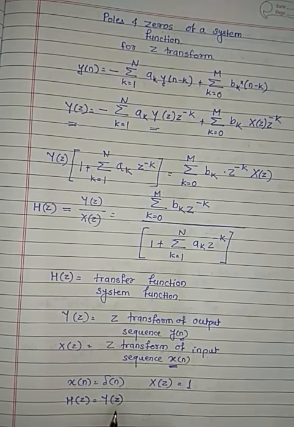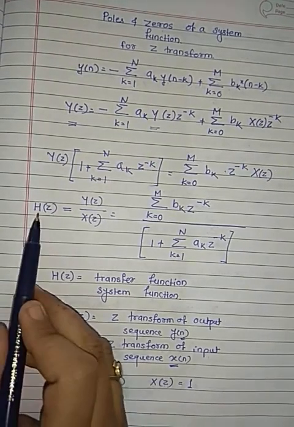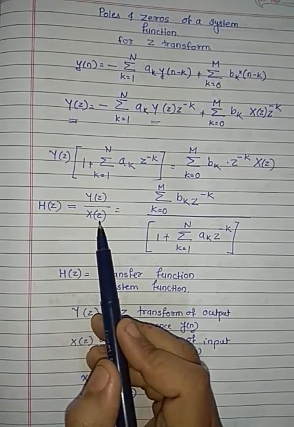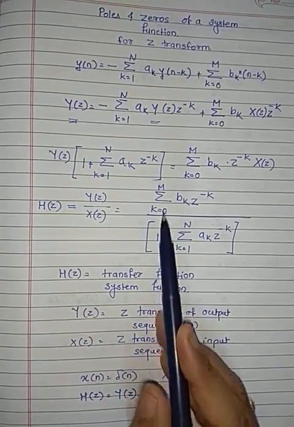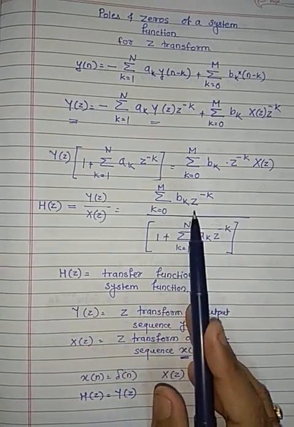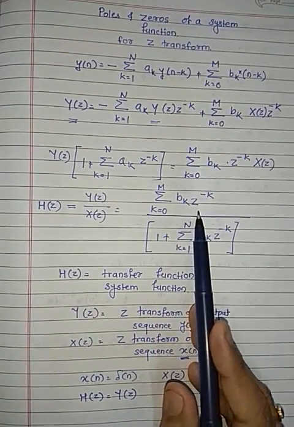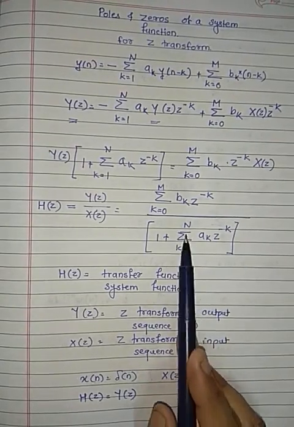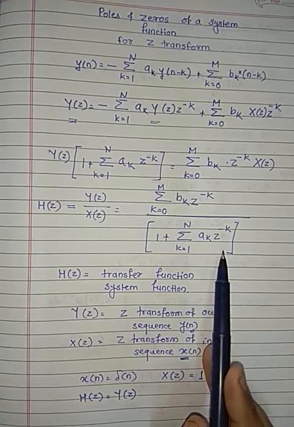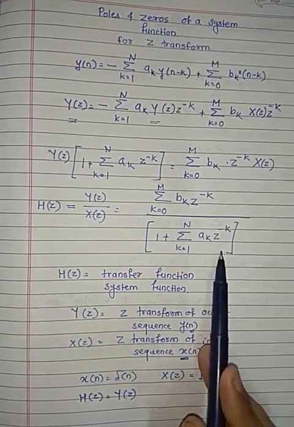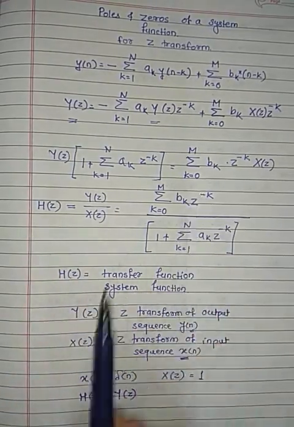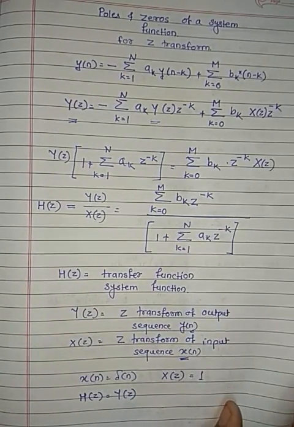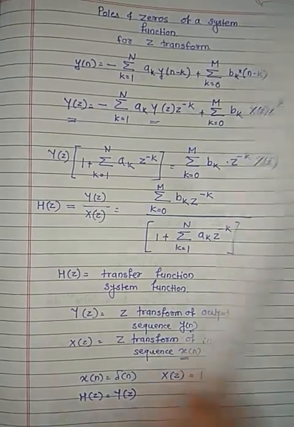So here this is the system function. The system function is given by H of z is equal to Y of z divided by X of z, which is nothing but summation from k is equal to 0 to M b k into z raised to minus k divided by 1 plus summation from k is equal to 1 to N a k z raised to minus k. So this equation is the system function. Now we will find out the poles and zeros of the system function for the Z transform.